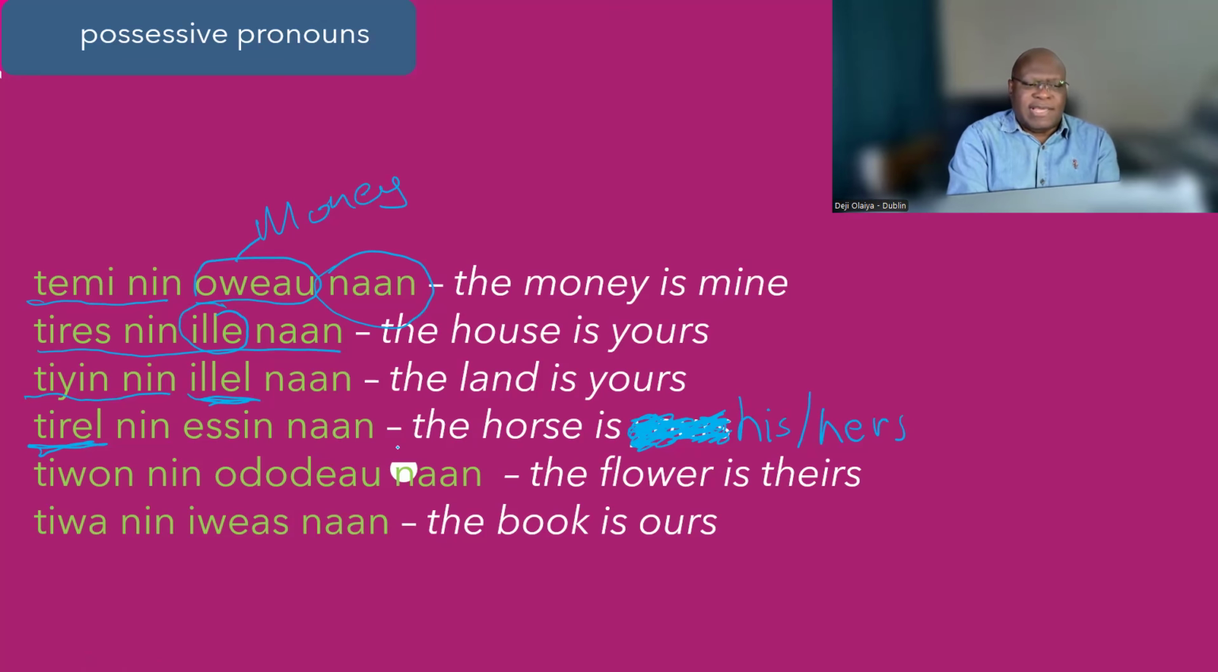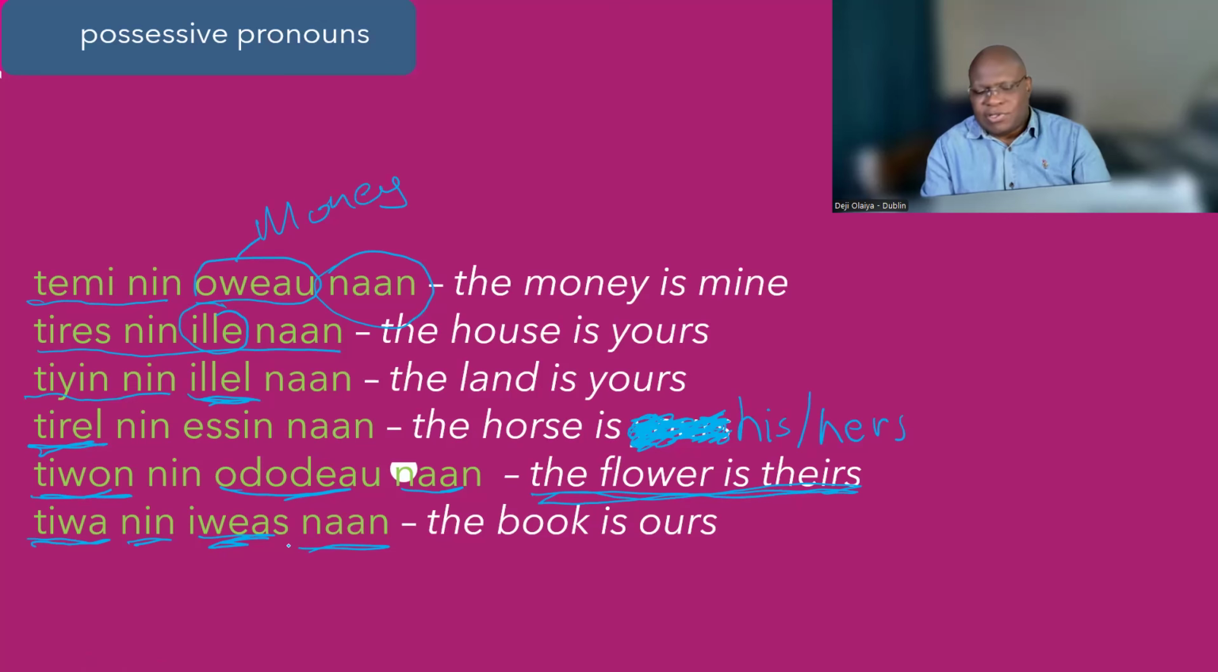Okay. Next, tiwọn ni òdòdó. Òdòdó means flower. The flower is theirs. The flower belongs to them. And finally, we have tiwa ni iwe. Iwe means book. The book is ours. The book belongs to us.